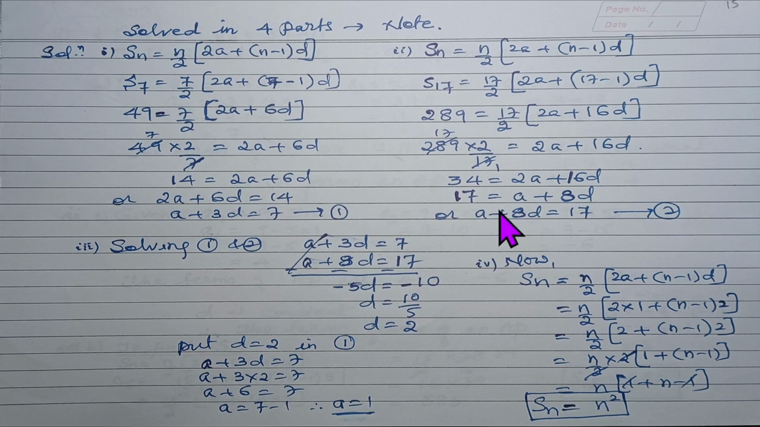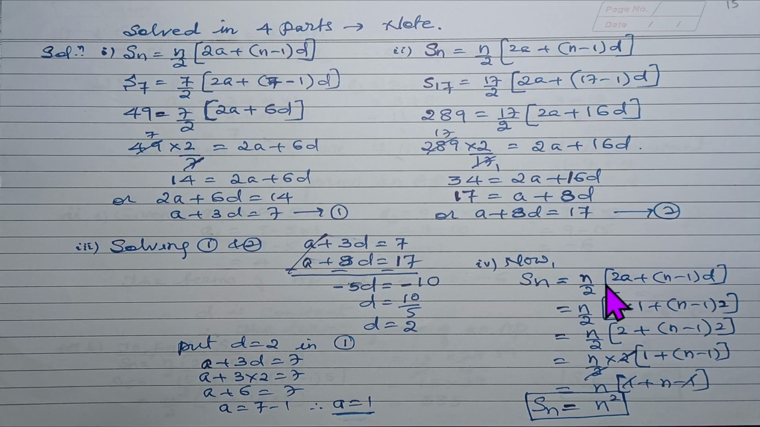Now solving these two equations, I will get the value of d, that is solving a plus 3d is equal to 7 and a plus 8d is equal to 17. By subtracting, I get minus 5d is equal to minus 10, or d is equal to 10 by 5, or d is equal to 2. Now putting the value of d is equal to 2 in one of the equations, we get a is equal to 1. So now I have got a and d.